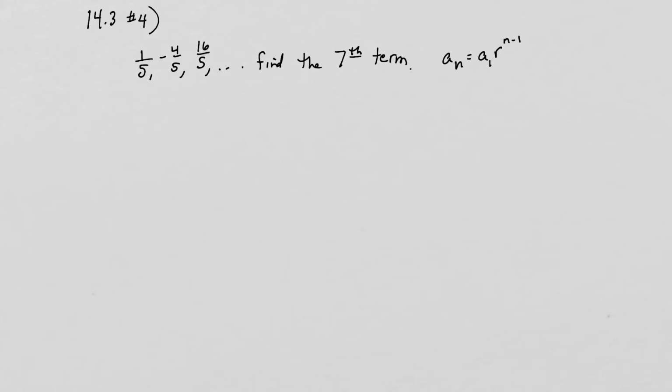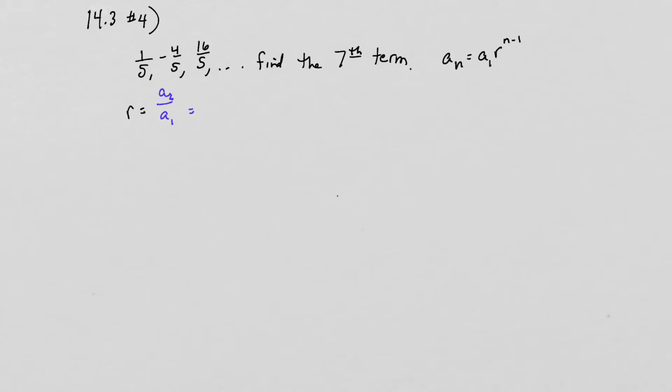So we're going to find the seventh term in this geometric sequence. This is a geometric sequence because there's a common ratio. To check if there's a common ratio, make a ratio yourself. You would take the second term, I'll call it A2, and divide it by the first term, and see if that comes out to be a common ratio.